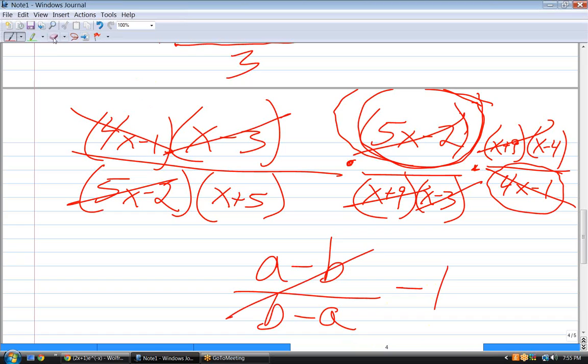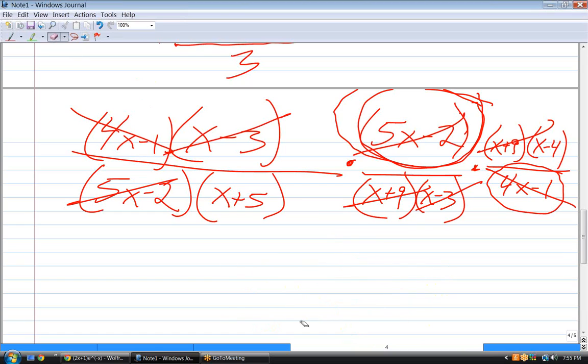In other words, when we got our final answer there, it was x minus 4 over x plus 5. Well, if it was x minus 4 over 4 minus x, then I can simplify that to minus 1. I wouldn't leave it as x minus 4 over 4 minus x. So you always want to look for that.